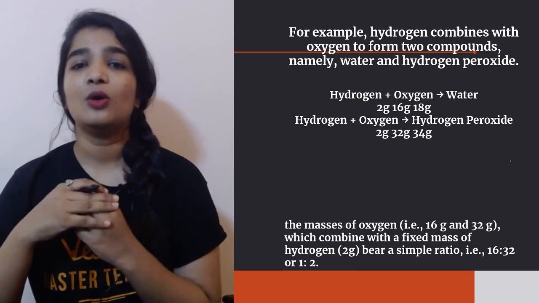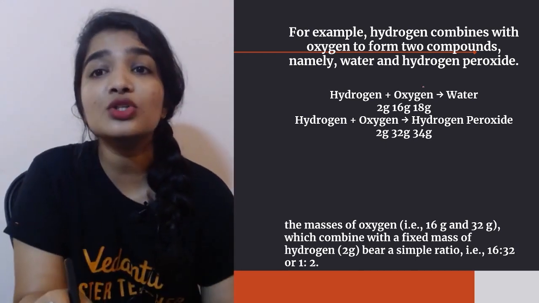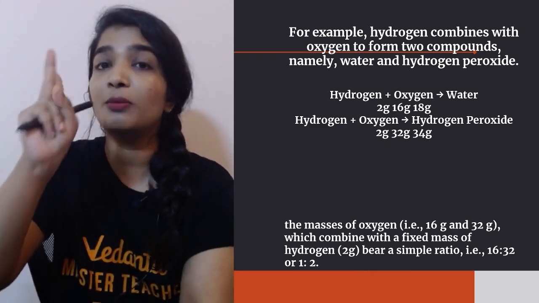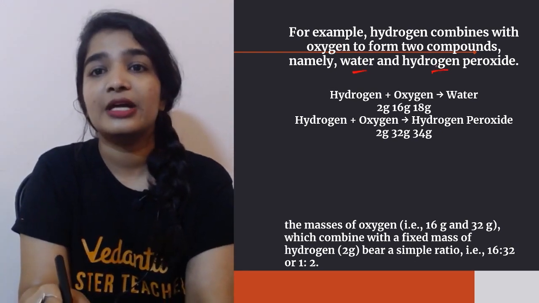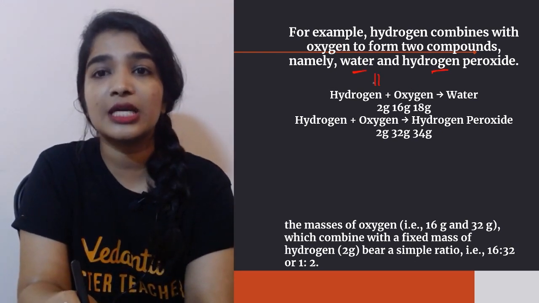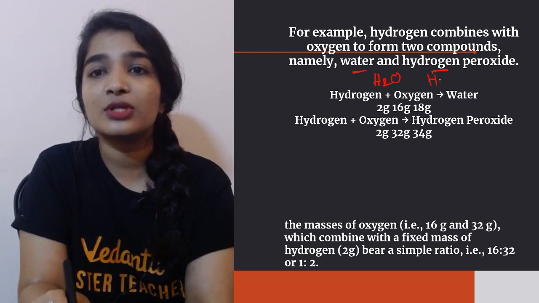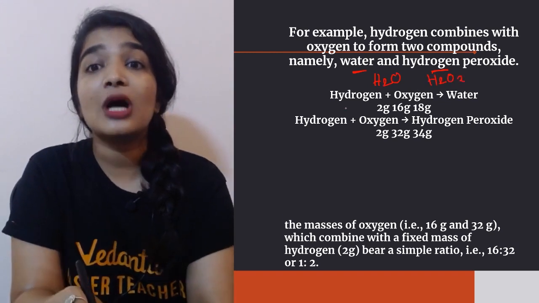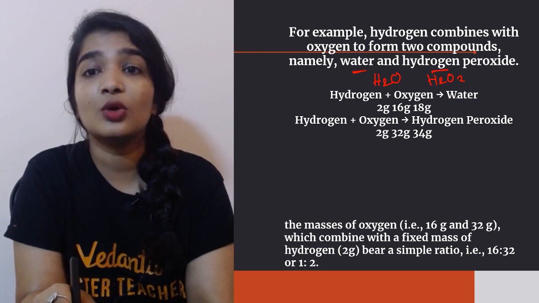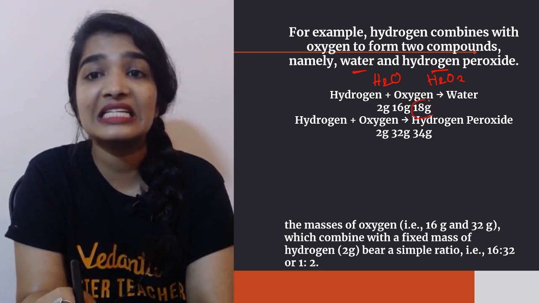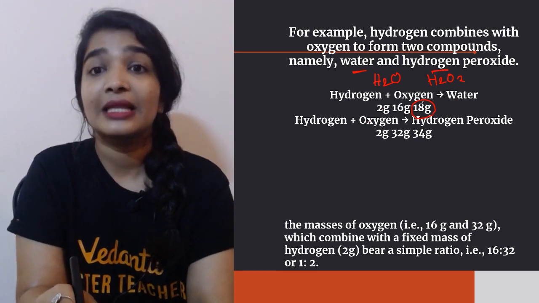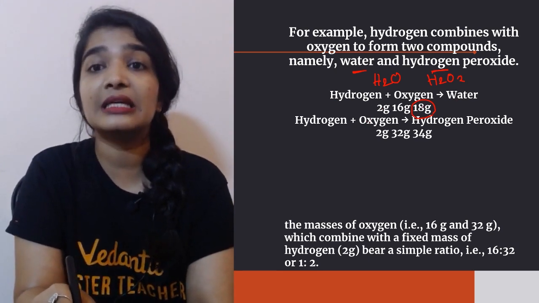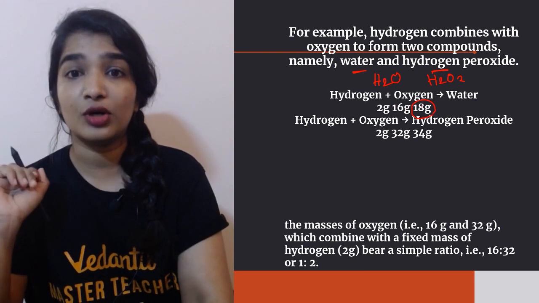Now, okay, one more example. Hydrogen will combine with oxygen to form two types of compounds. One is water and one more is hydrogen peroxide. Water is H2O, hydrogen peroxide H2O2. So hydrogen plus oxygen, you are getting water, it will be 18 gram, right? 2 gram of hydrogen, that is 2H. Then 1 oxygen, 16 gram, you are getting 18 gram of water.